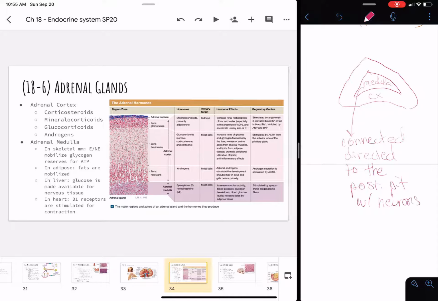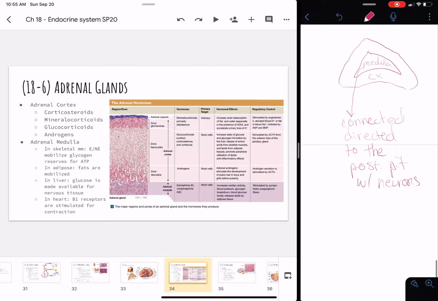So those postganglionic neurons should tell you about what's being produced in the medulla. That's going to be just epinephrine and norepinephrine. So now we can focus on the cortex. The cortex has 4 different layers, which you'll need to be able to identify under a scope.